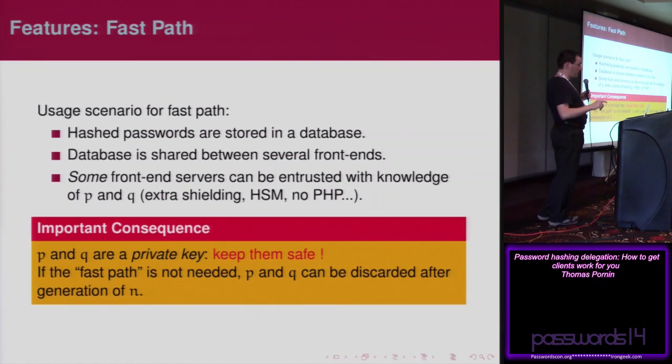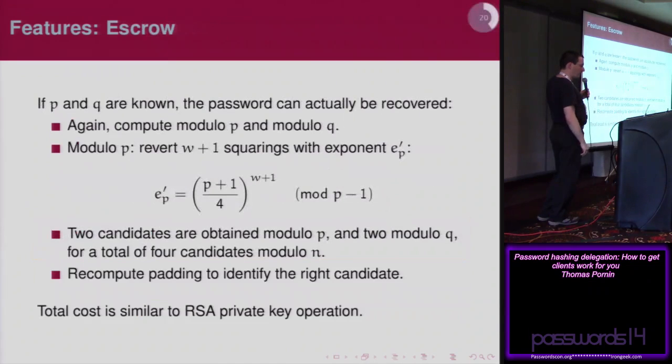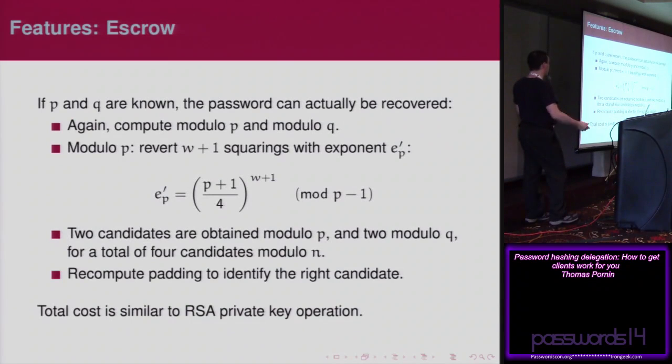If you don't need the fastpass, which is a very common case, you can discard the P and Q factors. That is, you must keep them safe, but if you don't keep them at all, you've got perfect safety. So it so happens that this fastpass actually turns into an escrow. That is, you can reverse the squaring, and if you know P and Q, you can compute square roots. So it's not exactly the same exponent, but you can reverse all the squaring. So not only can you hash fast a potential password, but you can go from the hash password to recover the password itself. So this highlights the fact that the P and Q factors are really sensitive information. So it's a private key. Keep it safe. Or don't keep it.